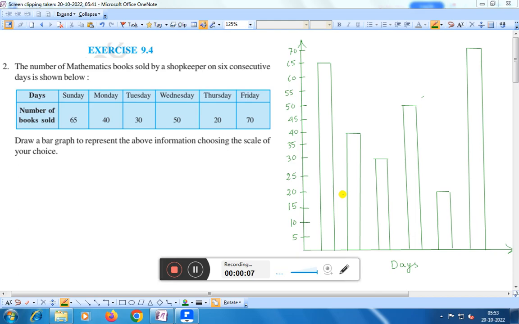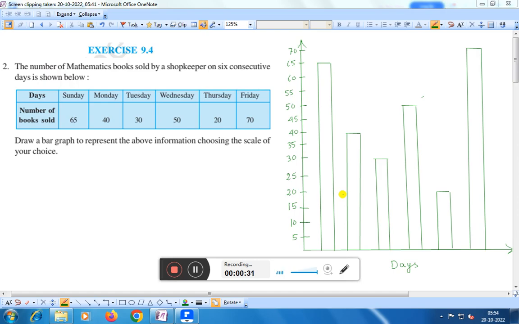The number of mathematics books sold by a shopkeeper on 6 consecutive days is shown below. The days are Sunday, Monday, Tuesday, Wednesday, Thursday and Friday. Number of books sold: 65, 40, 30, 50, 20 and 70. Now draw a bar graph to represent the above information, choosing the scale of your choice.